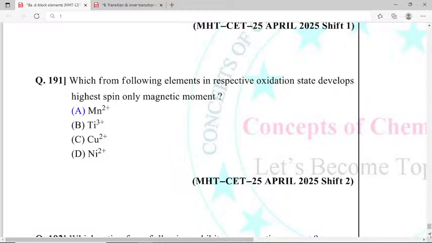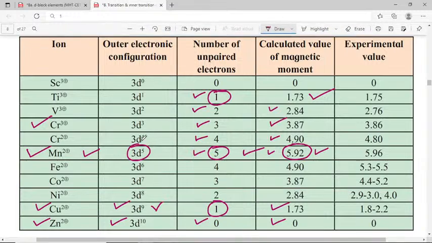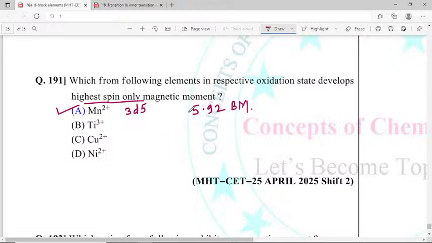Which oxidation state from following develops the highest spin only magnetic moment? 3d5, 5 unpaired electrons, 5.92 Bohr magneton. Manganese plus 2, 5 unpaired, 5.92. As unpaired electrons increase, magnetic moment increases. 5.92 is your answer.